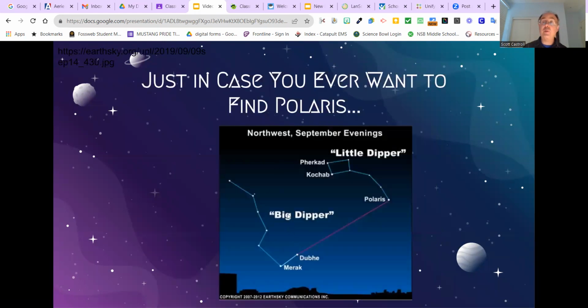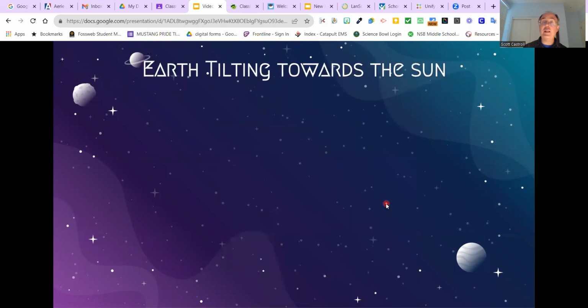If you ever want to find Polaris, you just have to look for the Big Dipper, and you can find it right here. And you go to the end of the Big Dipper, these two stars here, the pointer stars, and they will point right to the end of the Little Dipper, and that's Polaris.